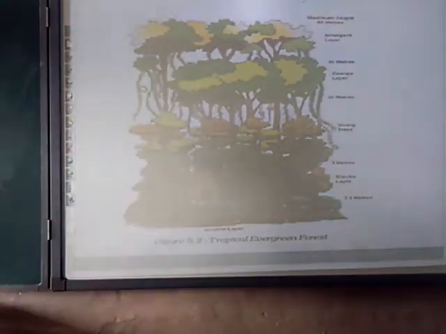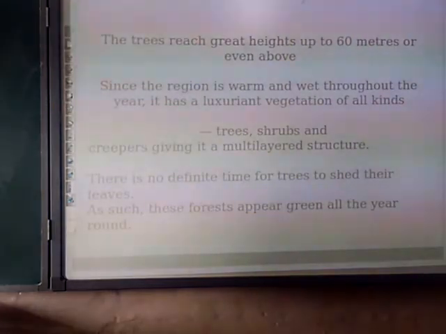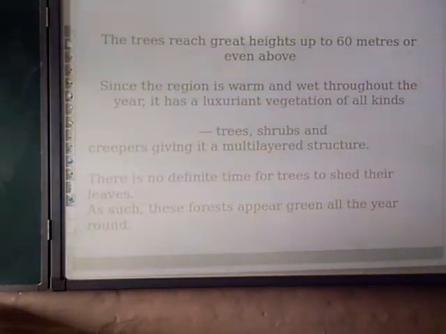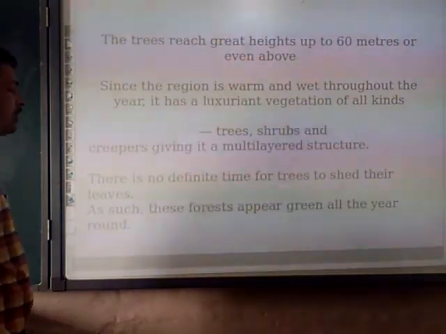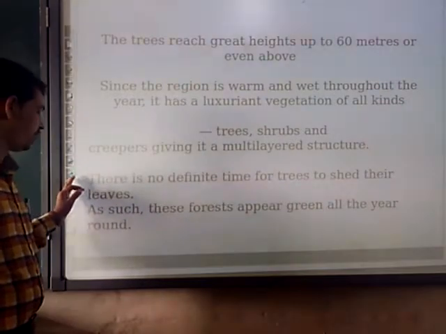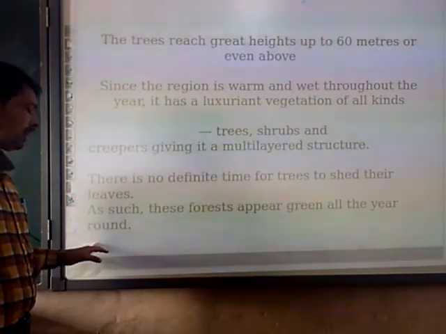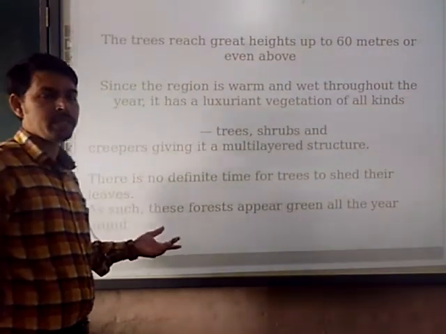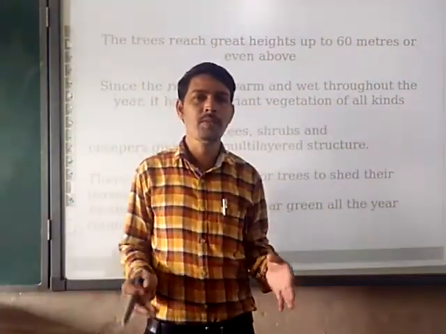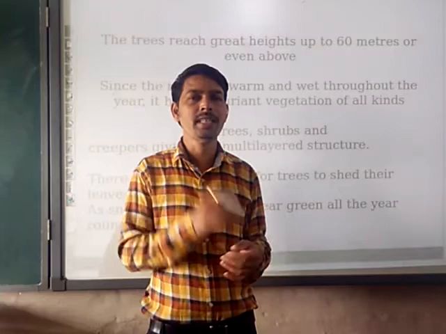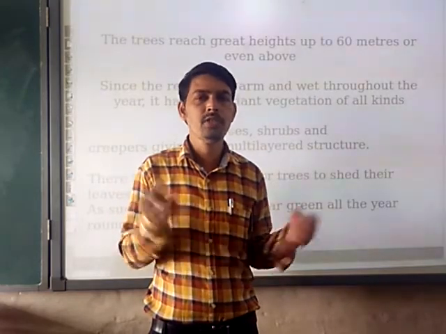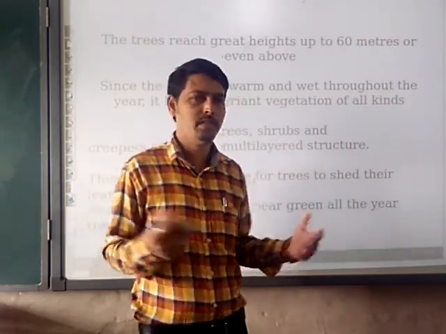So they are evergreen, right? This luxuriant vegetation of all kinds, trees, shrubs and creepers, gives it a multi-layered structure. There is no definite time for the trees to shed their leaves. As such, these forests appear green all the year round. As I stated, there is no specific season or period in which they shed their leaves, right? So they will appear evergreen.